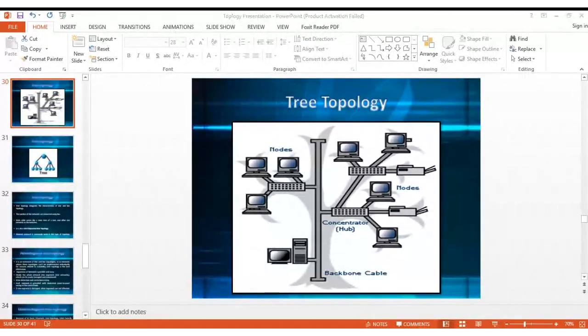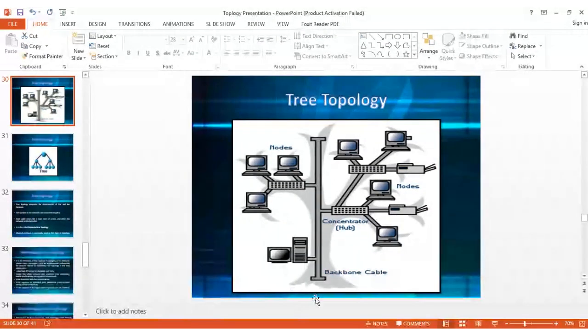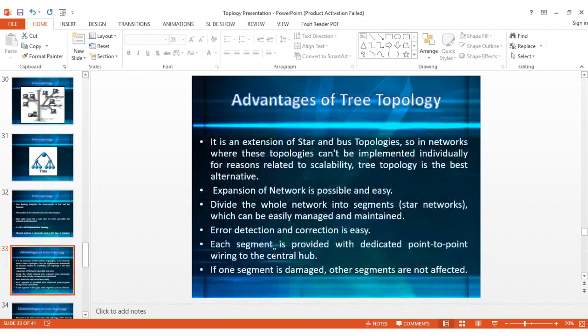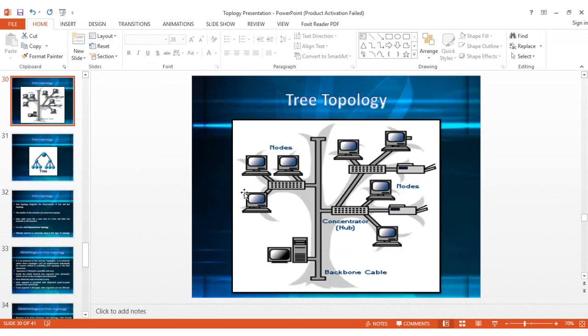Still, the expansion of the nodes is possible and easy. In case I want to add a new node here, just connect the new node to this bus or this linear transmission cable. Still, error detection and correction is very easy. If there's a problem, you can diagnose it and troubleshoot it very easily. Still, if one segment or one node is damaged, it does not affect the other nodes. I'll explain that. In case this node here is damaged or fails, it cannot affect this node.